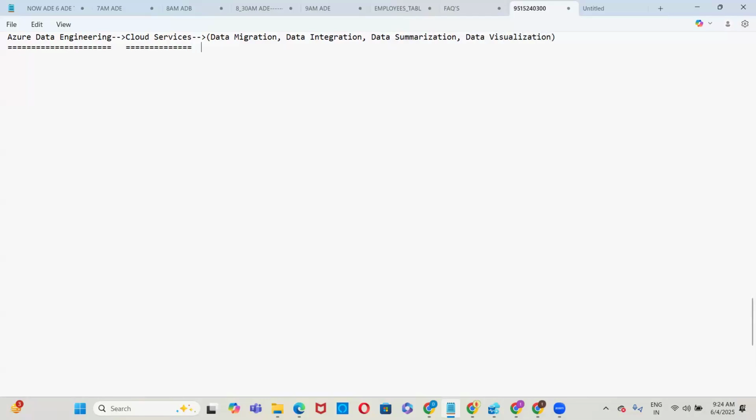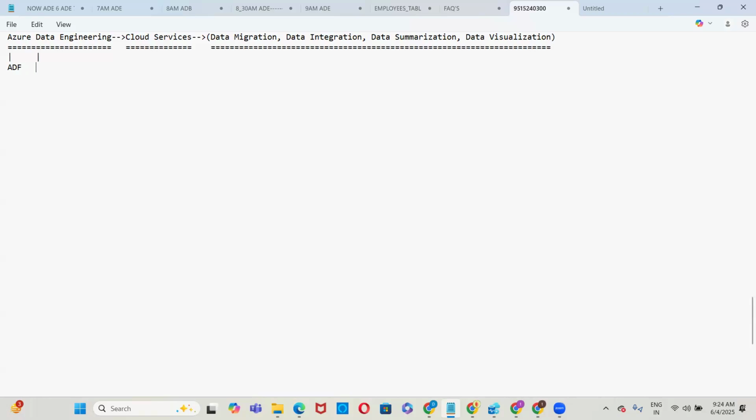So data migration, data integration, and data summarization. Guys, these are all the tasks we can perform by using Azure data engineering. Azure data engineering is a bunch of cloud services, which we have already discussed yesterday, but I'm just brushing up right now.